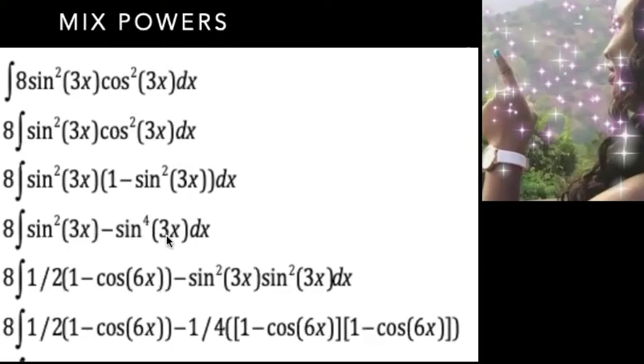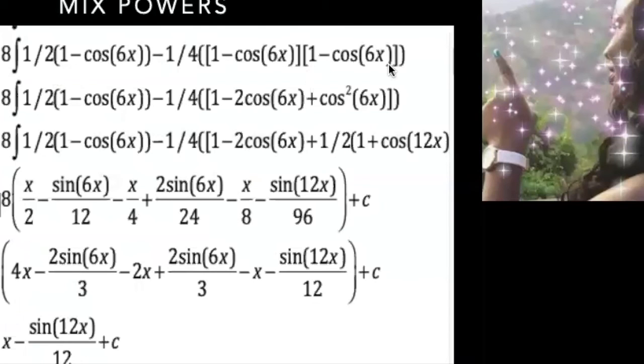Sine to the 4 of 3x is the same thing as sine squared 3x times sine squared 3x. Then applying the same rule, sine squared 3x will be a half, 1 minus cos 6x, and the same thing here. Because we're multiplying, we multiply the half twice, so we'll get a quarter. Then we'll have the two brackets to represent the sine squared 3x as what we did right here.